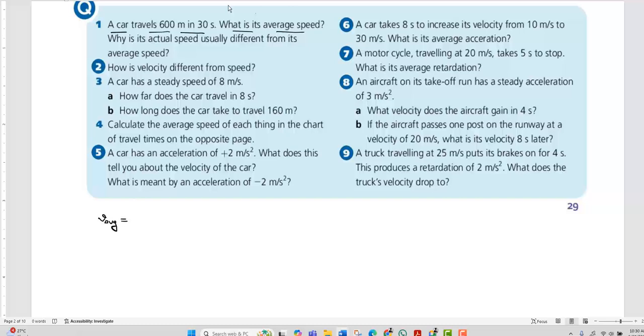So what is the total distance? The distance traveled is 600 here, and total time is 30, so the answer would be 20 meters per second. Yes, 20 meters per second.